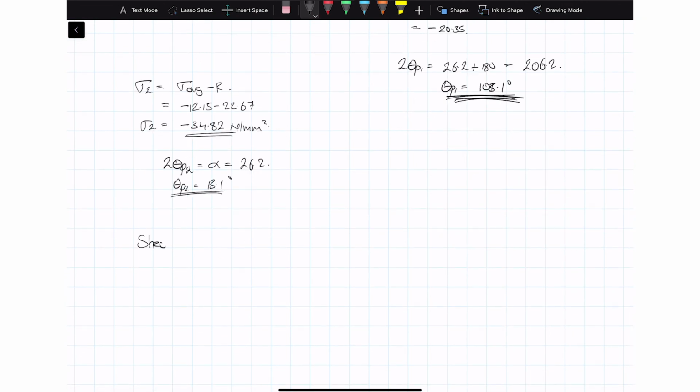Again, pretty trivial. At this point, tau max is just equal to plus or minus the radius, which is plus or minus 22.67 newtons per millimeter squared. And we use the exact same trick to work out the angles, right? So 2 times theta S1 is going to be alpha plus 90 degrees this time.